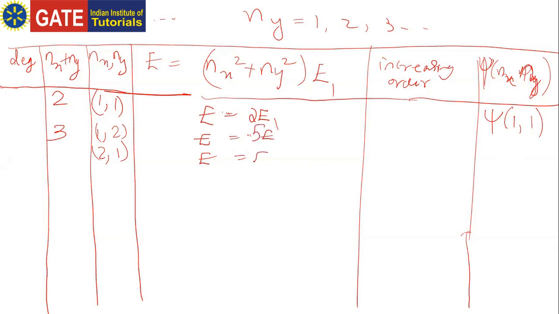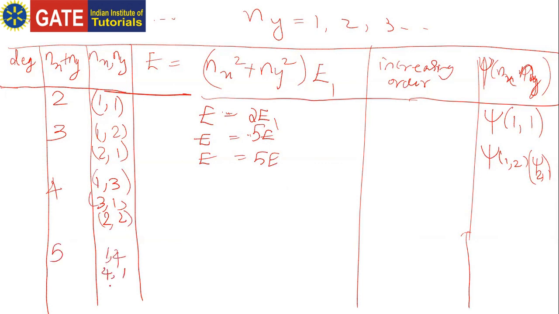Here psi 1,2 and psi 2,1 have energy 5E1. Next, for nx plus ny equal to 4, what are the possibilities? 1,3, 3,1 and 2,2. Please find the corresponding energies. Similarly for 5: 1,4, 4,1, 3,2, 2,3. Find the corresponding energies.